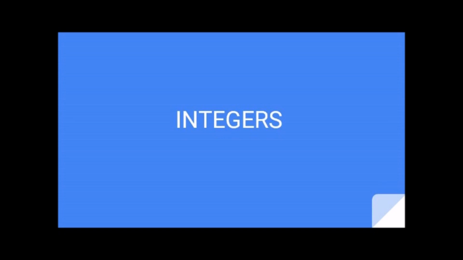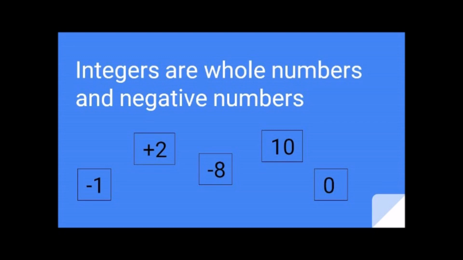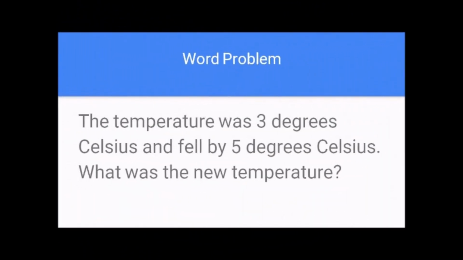Integers are negative numbers, positive numbers, and zero, or they are called directed numbers as well. Integers are whole numbers and negative numbers. So negative 1 is an integer, positive 2 or 2 is an integer, negative 8 is an integer, 10 or positive 10 is an integer, 0 is also an integer. It's not negative or positive, however.